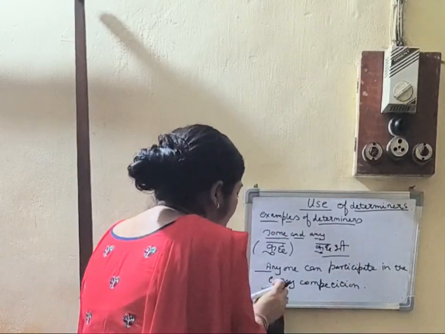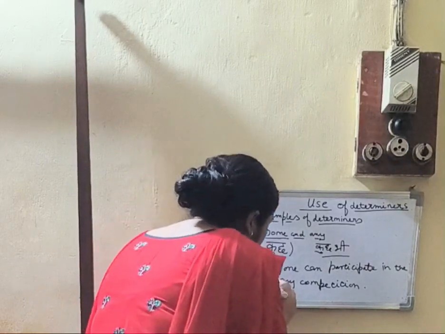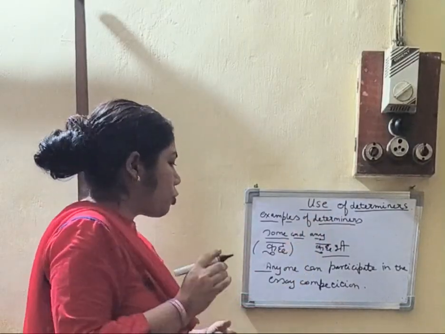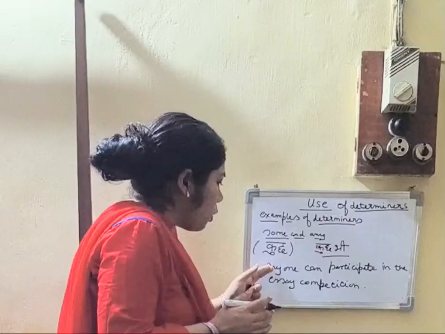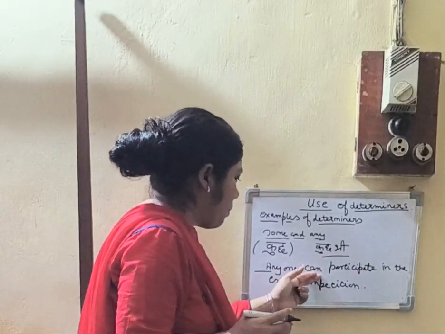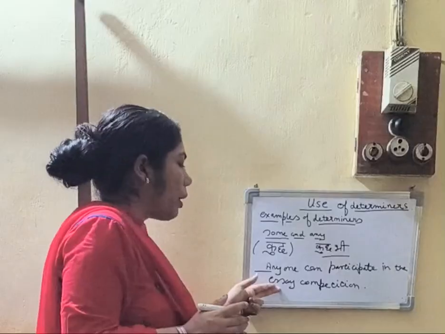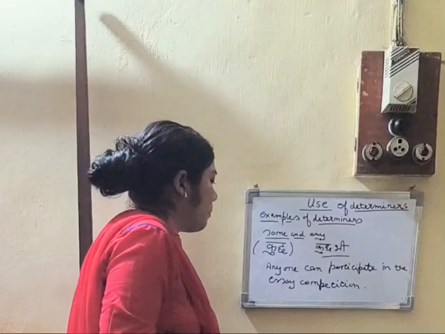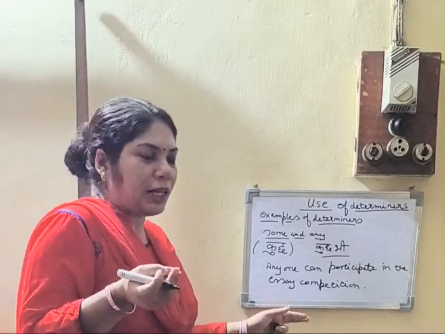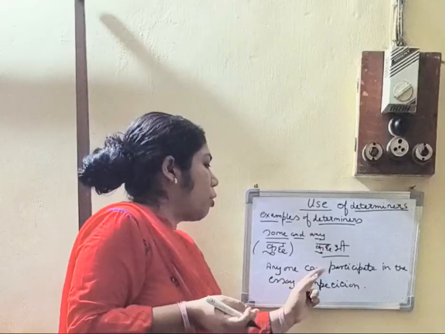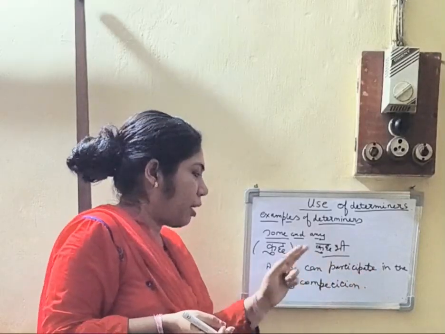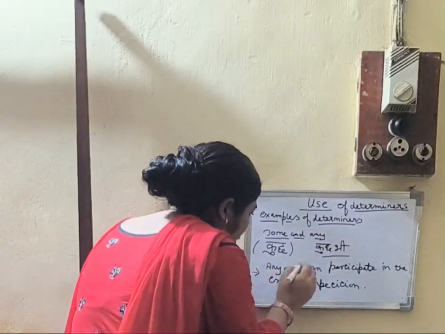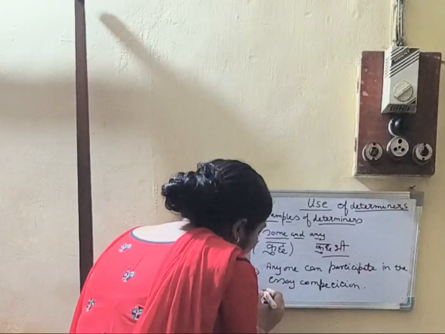Then second sentence, how we will make. Anyone, any, कुछ भी. Okay, कोई भी पर्सन जो है वो पार्टिसिपेट कर सकते हैं किसमें, तो ऐसे कंपटीशन में. कौन से पर्सन यहाँ पर वो इंडिकेट नहीं किया है. I am not indicating which type of person will participate in the essay competition. Okay, anyone can participate in the essay competition.